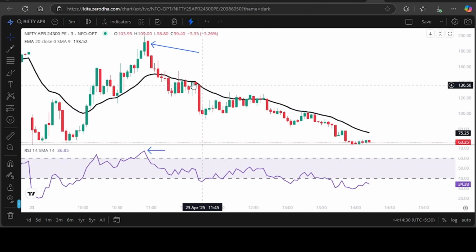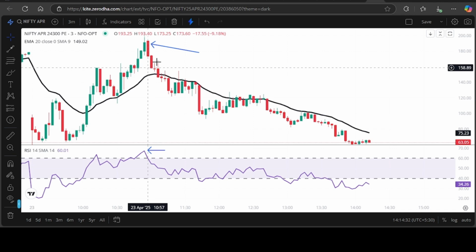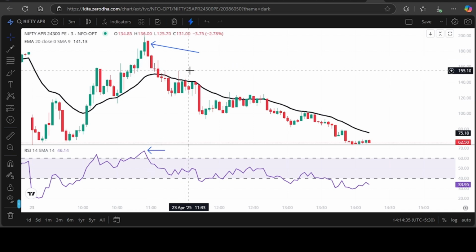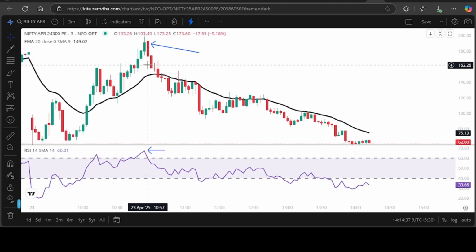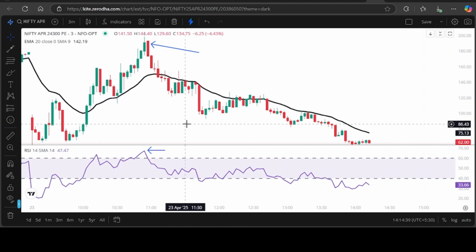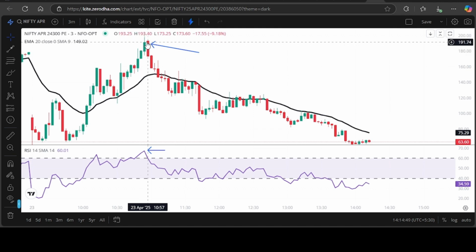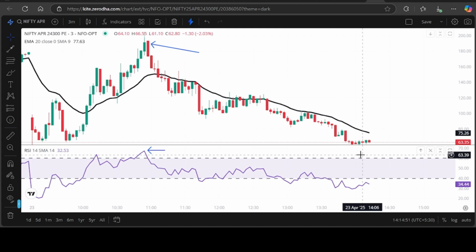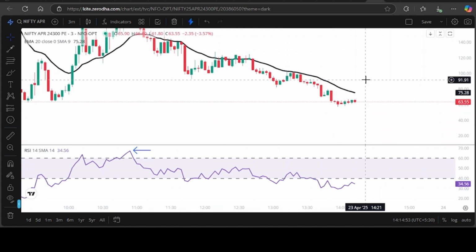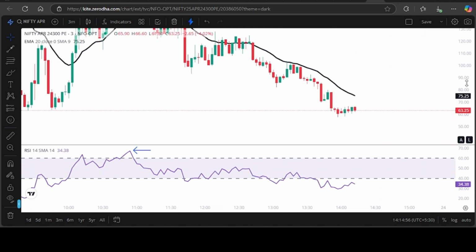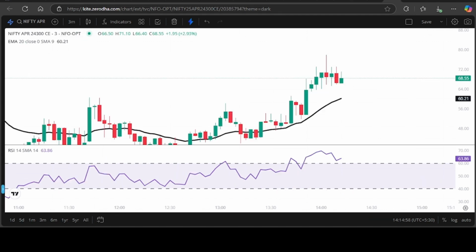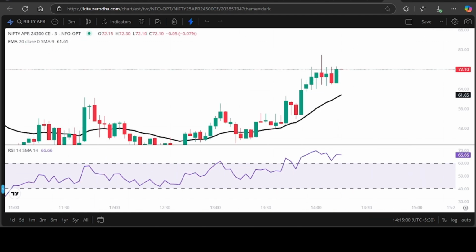The candle is also good. I mean, it's a full red candle. There are no wicks at all. And it is also closing below the low of the previous candle. It is not even crossing the high of the previous candle. So there are many ways to understand this, but what we learn is the most simple and straightforward way to trade using support and resistance.